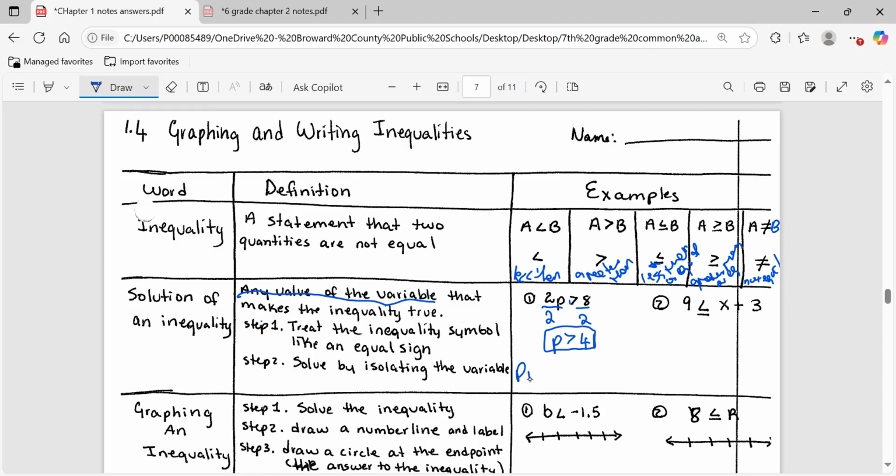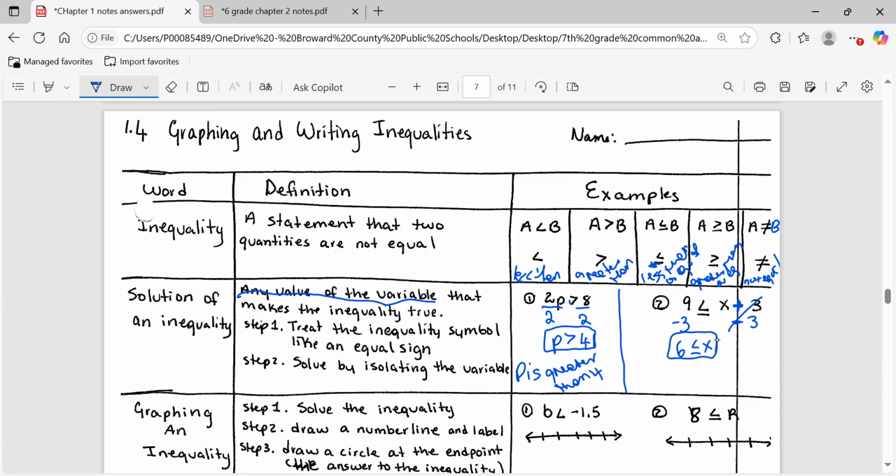I would not say 4 is less than p, but always p is greater than 4. If I look at number 2, this is an addition sign. So we have 9 is less than or equal to x plus 3. Well, to get x by itself, we know we do the opposite of addition. We would subtract 3 on both sides. So that 6 is less than or equal to x.